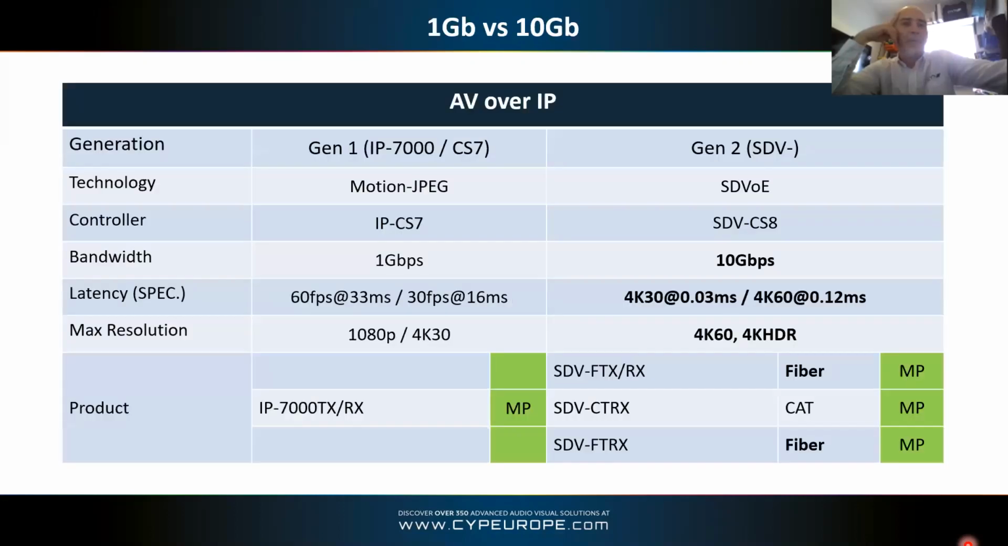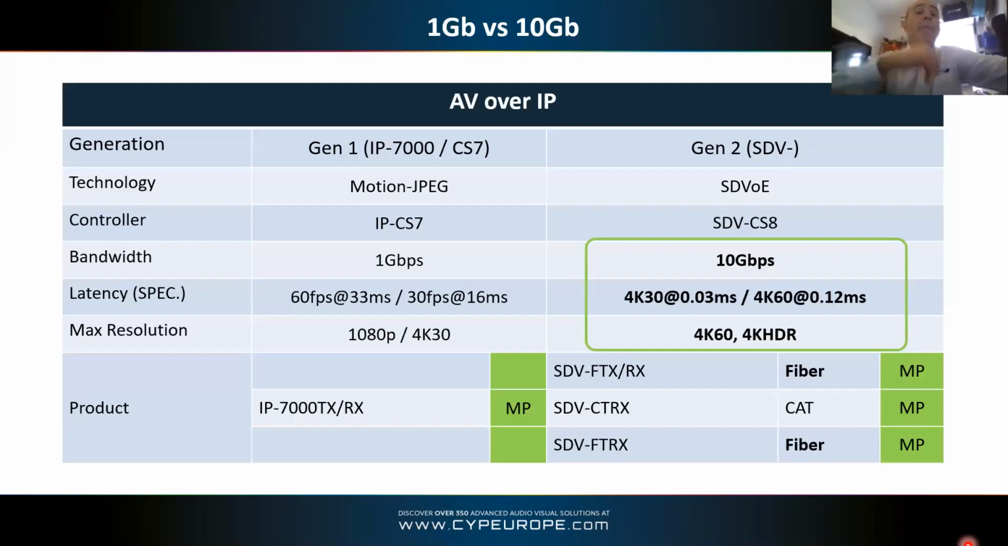So here's a quick comparison of 1 gig on the left-hand side, what we're calling Gen 1, and the right-hand side is your 10 gig system. Those are really the key differences: the higher bandwidth, 10 gig instead of 1, lower latency, and also the ability to handle higher bandwidth, so the image quality overall is going to be slightly better.